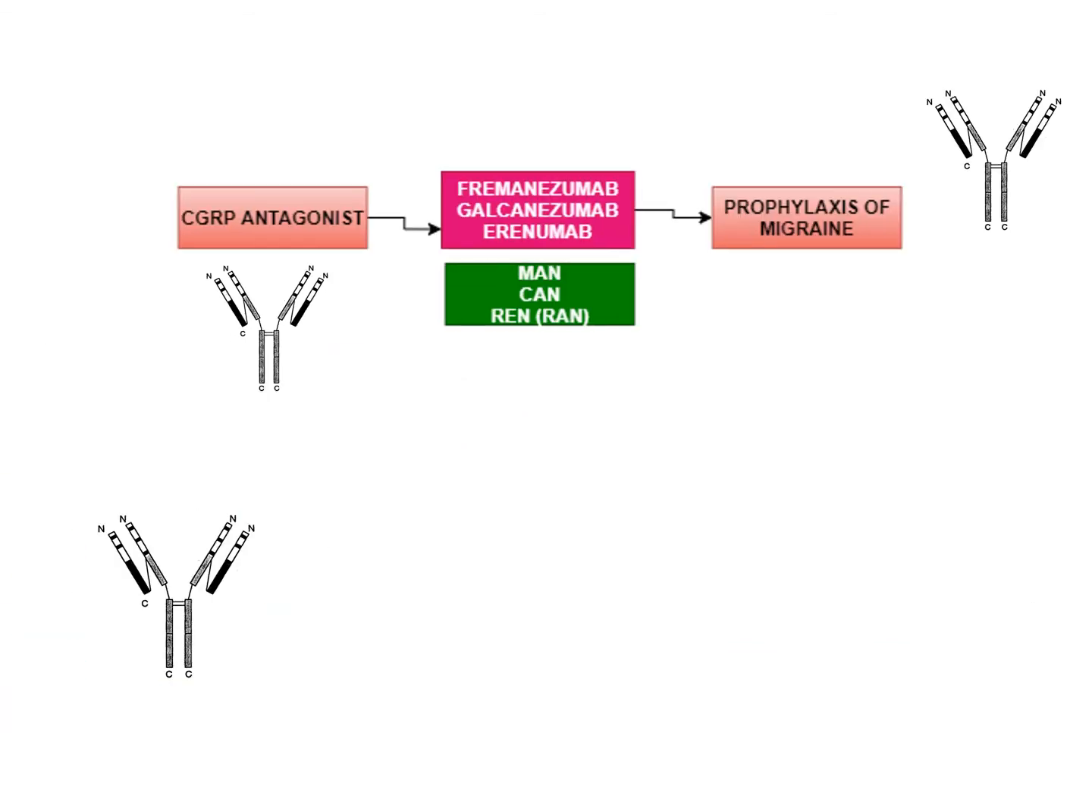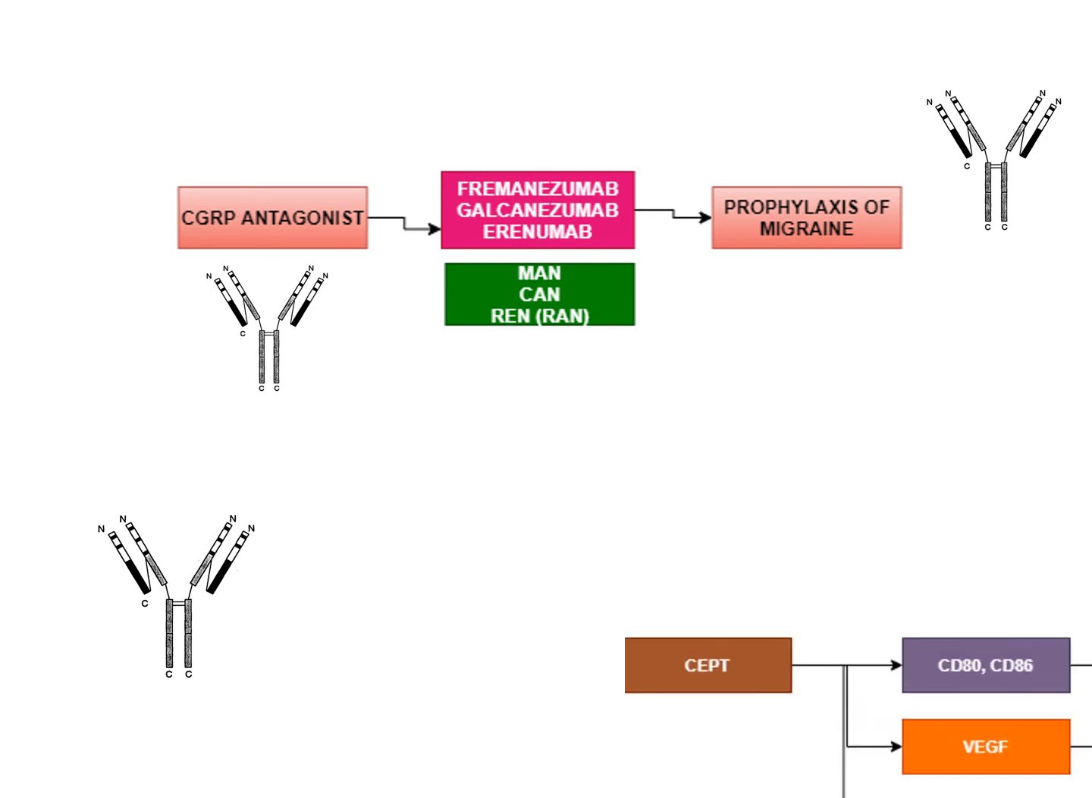And you can remember the monoclonal antibodies given for prophylaxis of migraine. You can remember man can run. There are three monoclonal antibodies present in the market. They are calcitonin gene related peptide antagonists: fremanezumab, galcanezumab and erenumab. Your code word is man-can-run, that is ANE. These mAbs are given for prophylaxis of migraine.